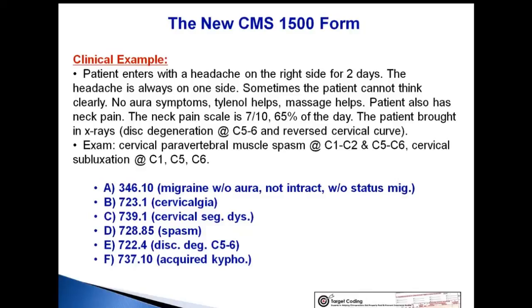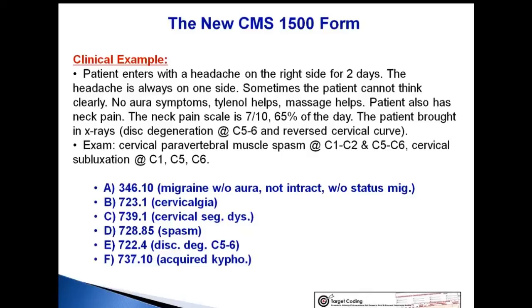So here's the example. Patient comes in with a headache on the right side for 2 days. The headache is always on one side. Sometimes the patient cannot think clearly. No aura symptoms. Tylenol helps. Massage helps. Patient also has neck pain. Neck pain scale is 7 out of 10, felt 65% of the day. The patient brought in x-rays. The x-rays show disc degeneration at C5, C6, and a reduced cervical curve. Your exam shows spasm at C1, C2, and C5, C6, and cervical subluxation at C1, C5, and C6.